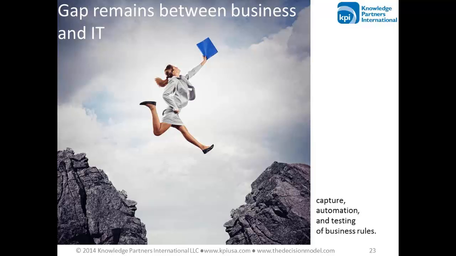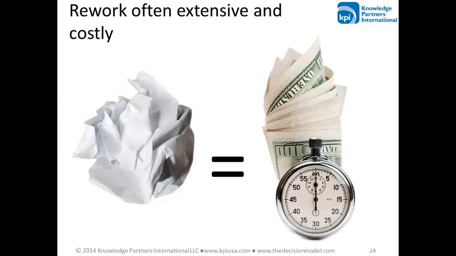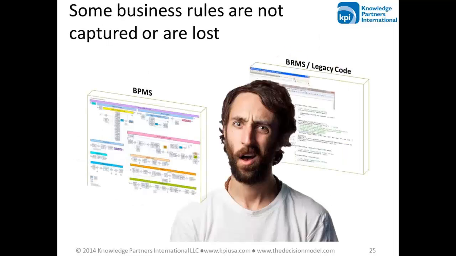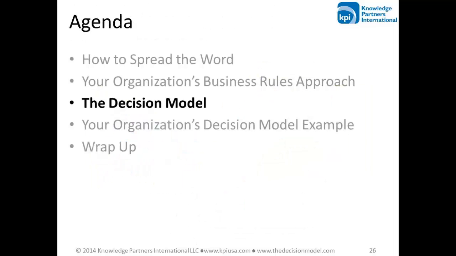That 90% number that Freddie Mac said was because the business people, the risk managers, the mortgage experts, the compliance people were the ones who were in charge of the policy changes, and they were able to validate and test before it went to IT. That's that 90% that was closed up there. So we know the rework is often extensive and costly. Some business rules are not captured at all, or they're captured in the data model, or they're captured in different notes, and so that's another disadvantage.